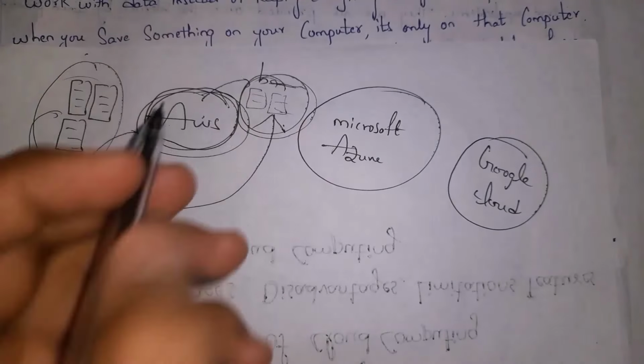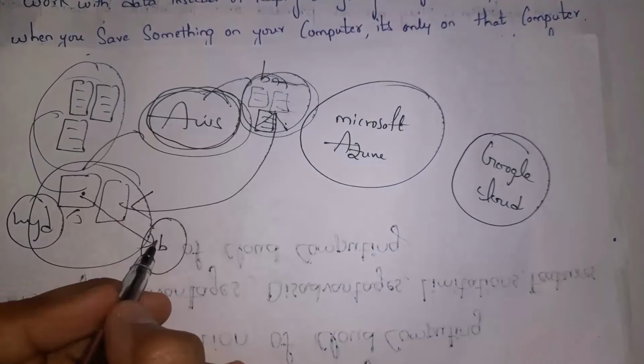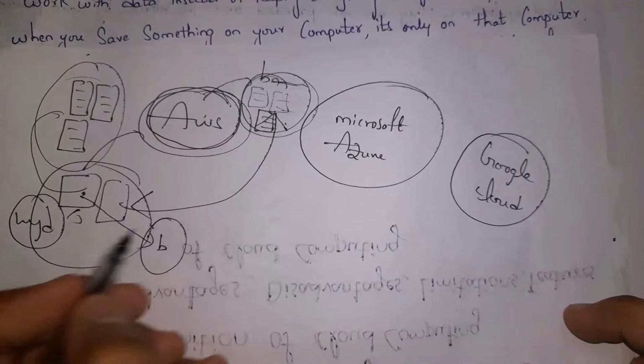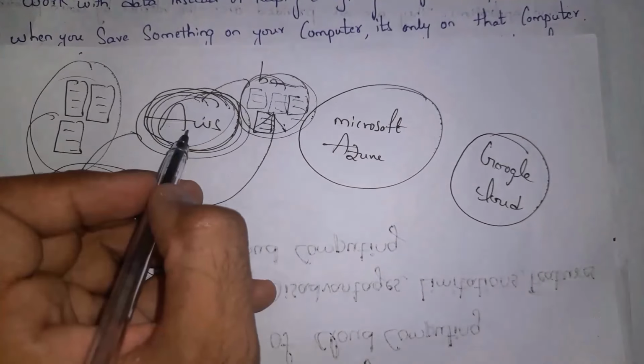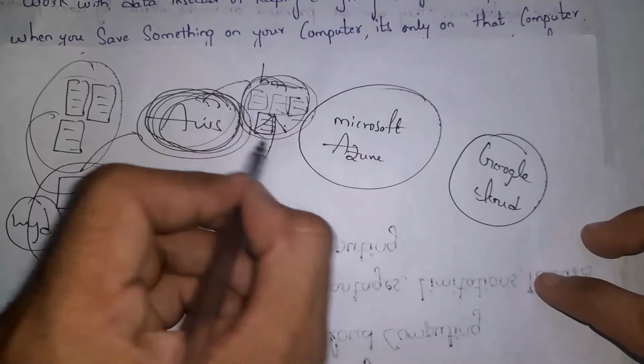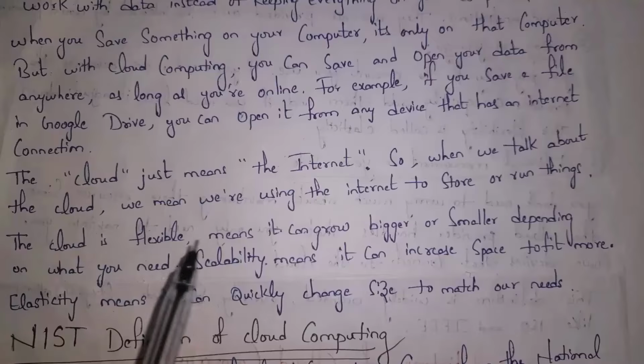For example, let us say I took 3 servers for rent, but this time I got a very big project. I want 5 to 7 servers. So what I will do is, simply I will open the AWS website and I will pay some more money and then I will increase my servers. This is flexibility. The cloud is flexible, means it can grow bigger or smaller depending on what you need.